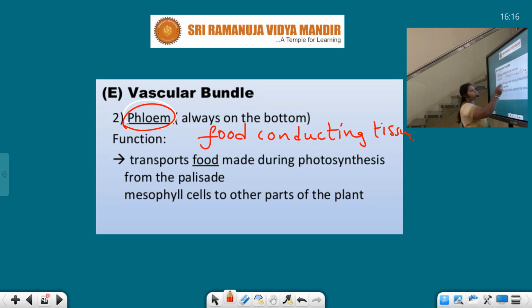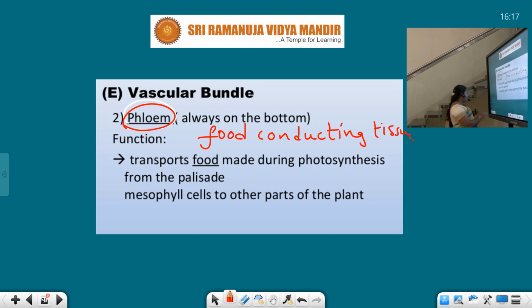It transports food made during photosynthesis from the palisade mesophyll cells to the other parts of the plant. You know, children, leaves perform the process of photosynthesis, which means leaves are preparing the food, right? After the preparation, this food has to be transported to the different parts of the plant. That transportation, carrying, everything is done by the phloem vessels.